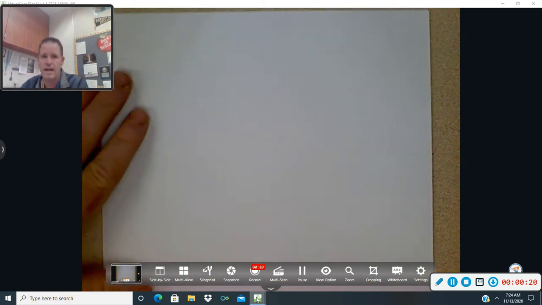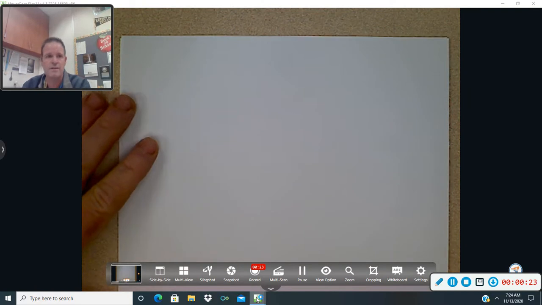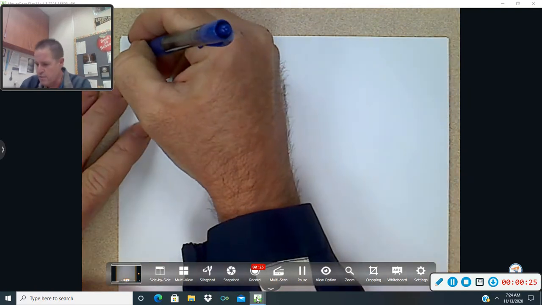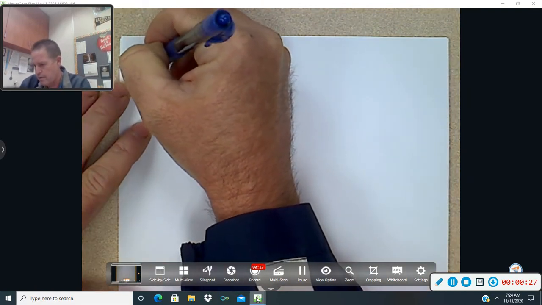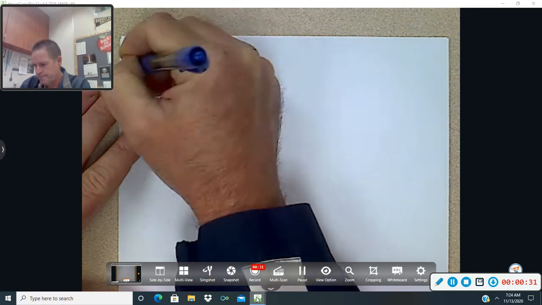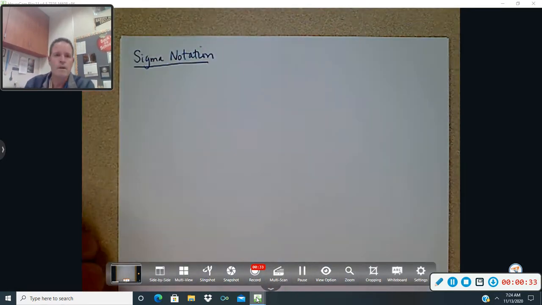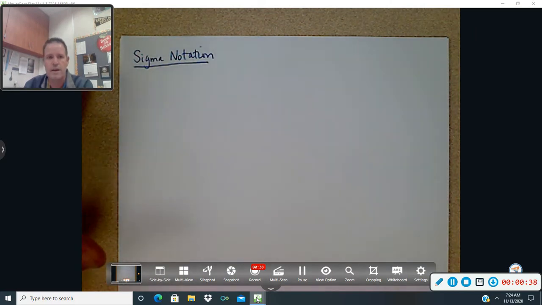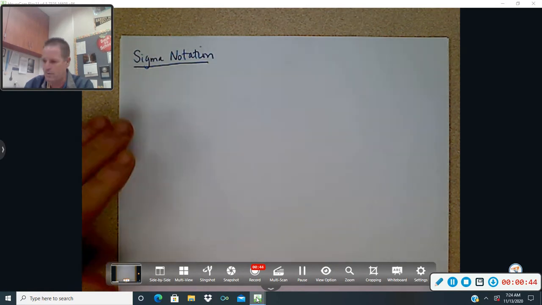Okay, so today this is not in your note packet. You're going to take this on a separate sheet of paper. This is what is called sigma notation. Now, in order to do sigma notation today, I'm going to get it right out of the way right here at the beginning. You need the formula for the sum of an arithmetic series.